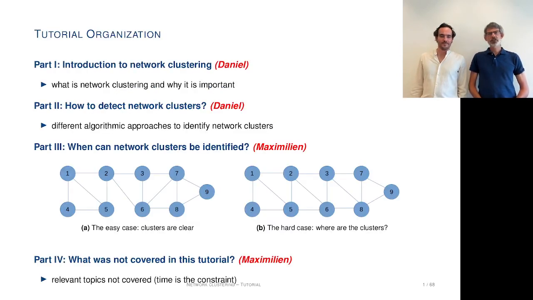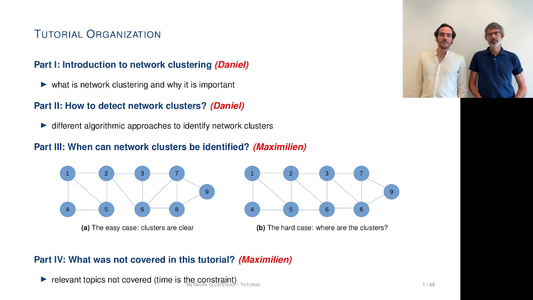The organization of this tutorial is divided into 4 parts. In the first part, we'll do an introduction to network clustering. We'll see what network clustering is and why it's important to cluster networks. In the second part, we'll see how to detect network clusters by looking at different algorithmic approaches that can reveal clusters. And in the third part, we'll try to answer the following question: when can network clusters be identified?